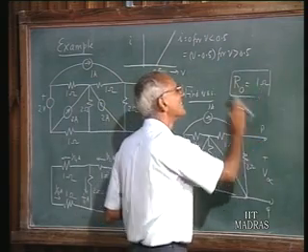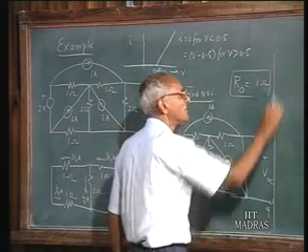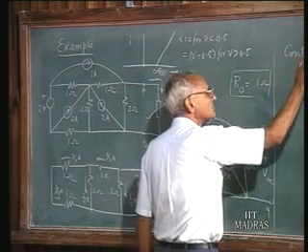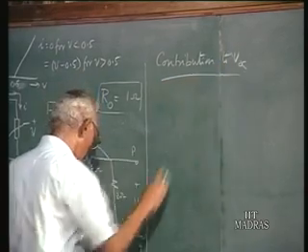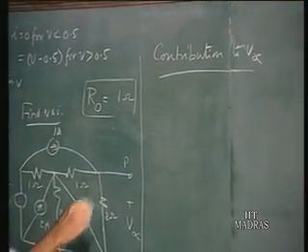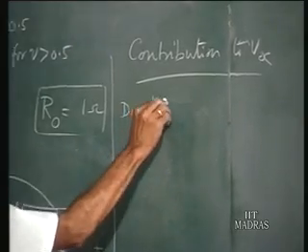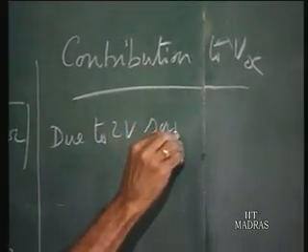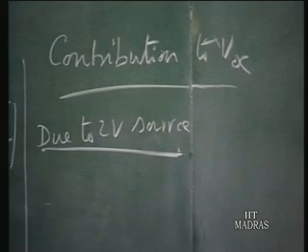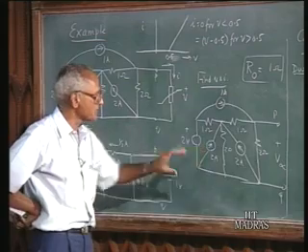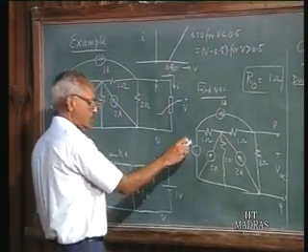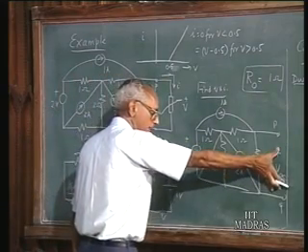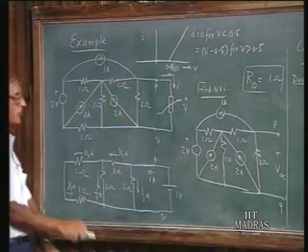So let me do that. I will come here. Contribution to VOC due to the 2 volts voltage source. Now what we are looking for is, if this 2 volts source only is acting, all the current sources are removed, what is the voltage here? So this is the excitation, this is the response. The voltage here divided by this voltage is what we are after.